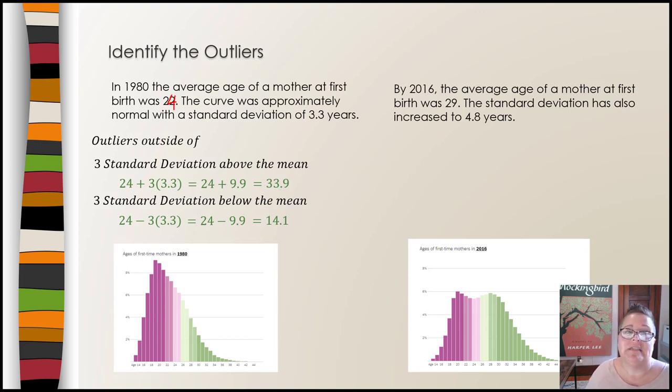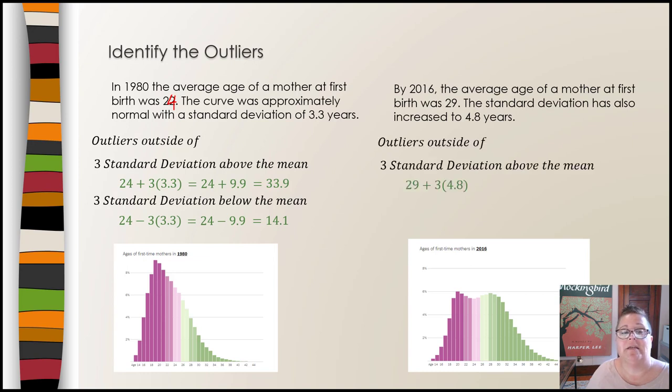By 2016, the average age of a mother at first birth was now 29. Did I keep that? Yes. The standard deviation has also increased to 4.8 years. So basically, the age of first birth had moved up significantly, and the spread, or the amount of diversity within that particular data set, had also increased.